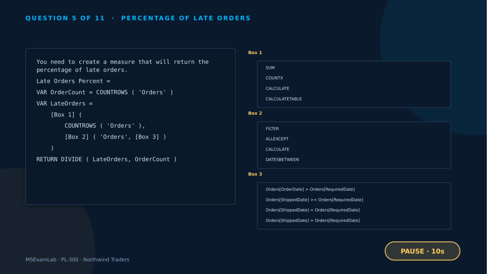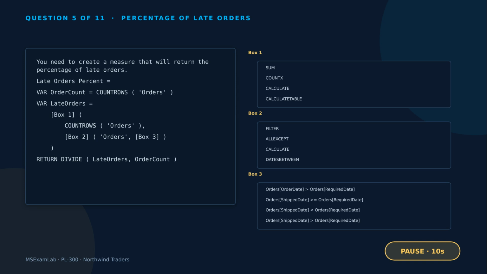Question 5 of 11, percentage of late orders. You need to create a measure that will return the percentage of late orders. Late orders percent equals VAR order count equals count rows orders VAR late orders equals box 1 count rows orders box 2 orders box 3 return divide late orders order count.